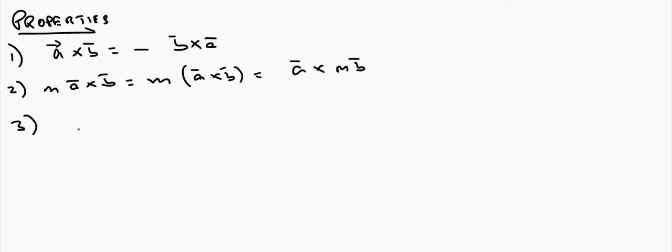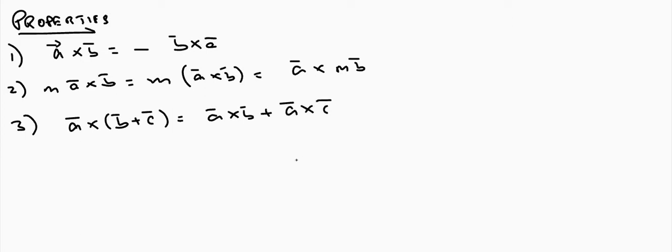Number 3, A cross B plus C is equal to A cross B plus A cross C. Number 4, A cross A vector is always equal to 0.